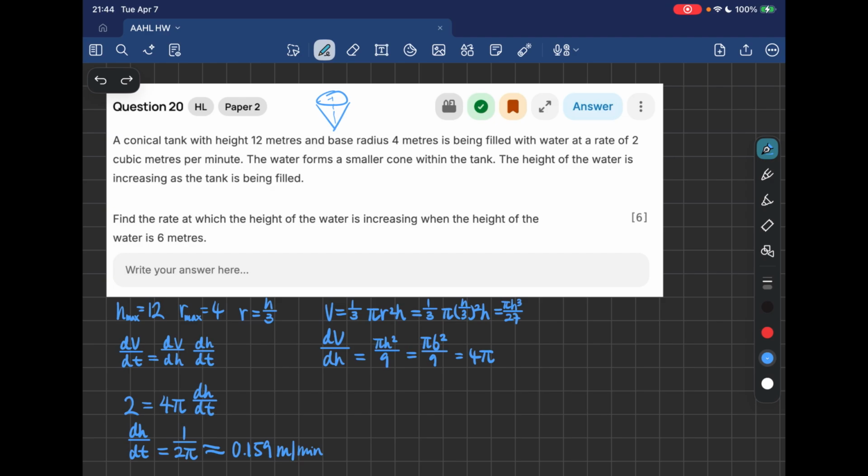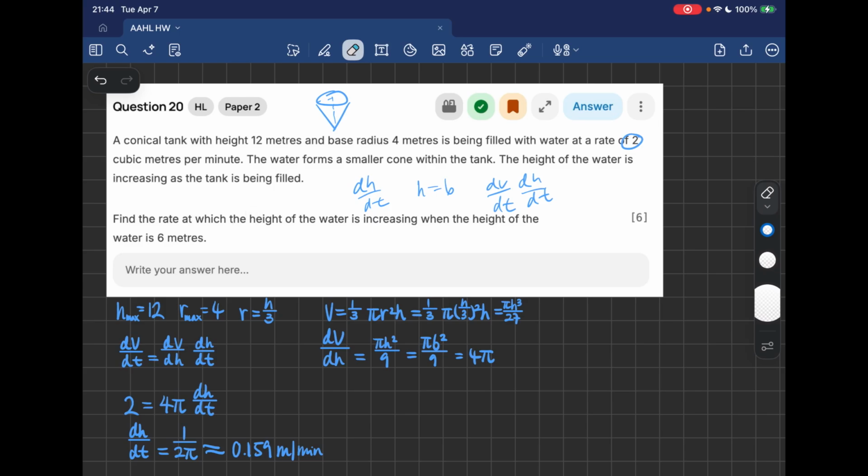We want to find the rate at which the height is increasing, dH over dt, when h equals 6. So the golden formula, right? dH over dt will be used. And something else we use very often: we have height, we have radius, so we can have volume, right? So dV over dt should also be used. And actually we're given dV over dt, which is just 2, right? It's filling at this rate.